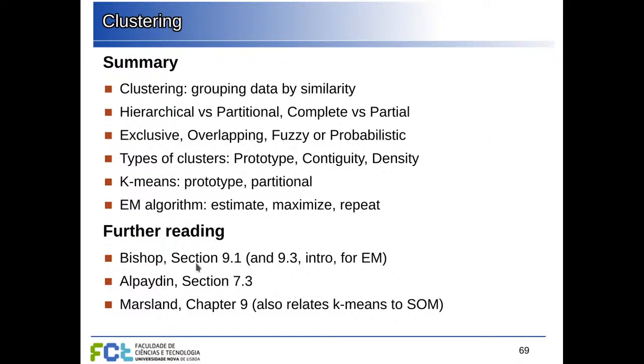So I advise you to read these sections of Bishop, Alpaydin, and Marsland. There is some introduction to expectation maximization, the relation between k-means and self-organizing maps, and so on. But the important thing here is to start thinking about these problems with clustering, and what attributes of the algorithm you really need to consider to select the best algorithm for your problem.